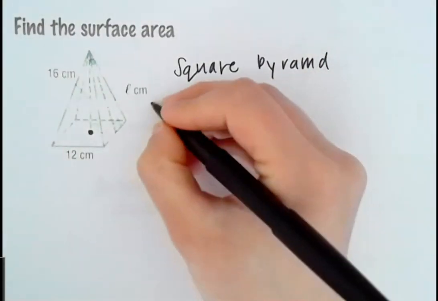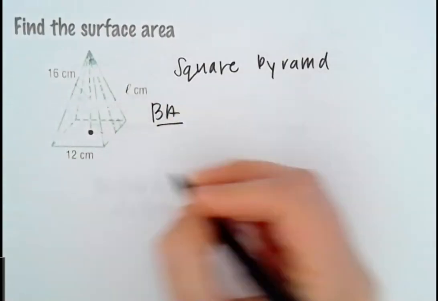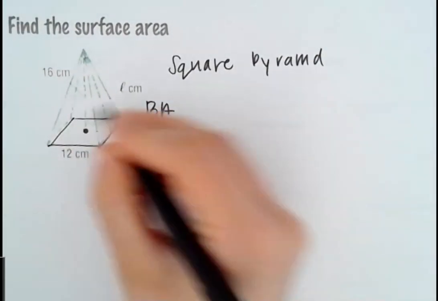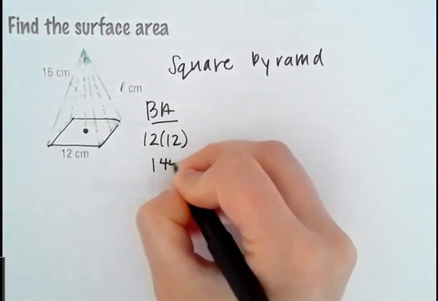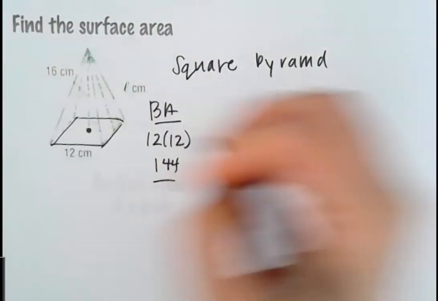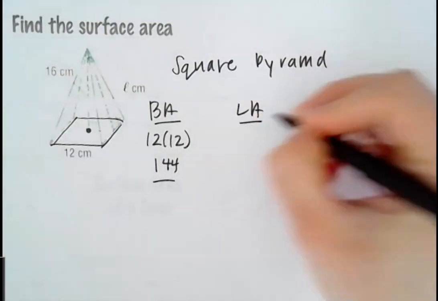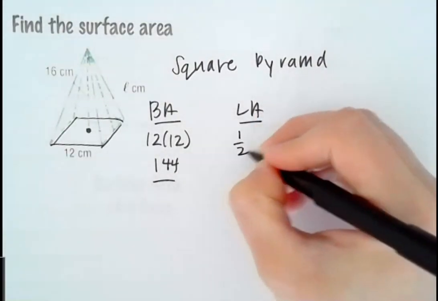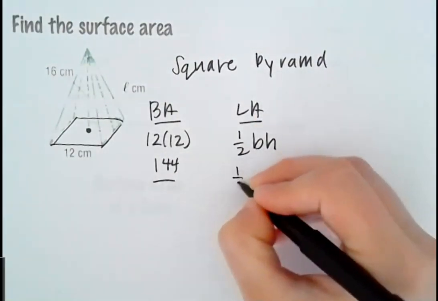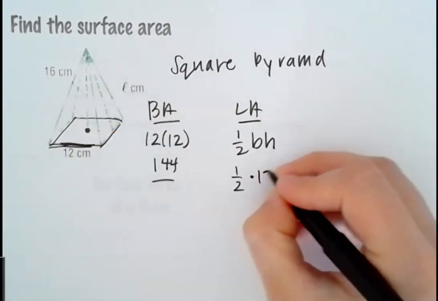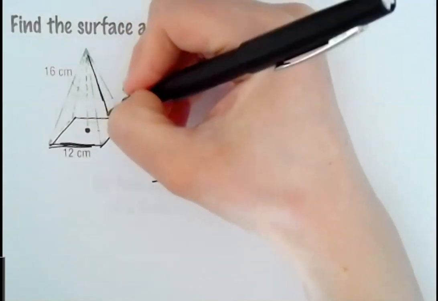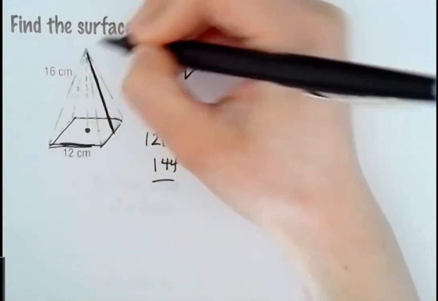Okay, let's start with our base area. Just a square, so 12 times 12 is 144, easy enough. Now our lateral area, remember, is just a bunch of triangles, so half base times height. Our base is just 12, but now we're missing that slant height, so we need the slant height.